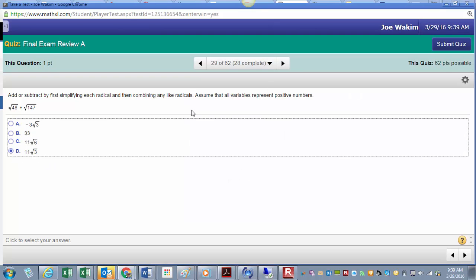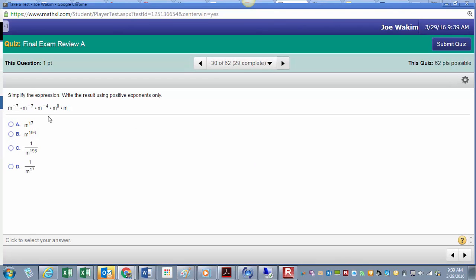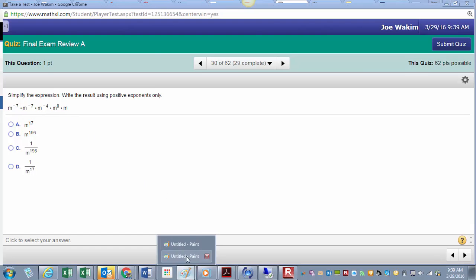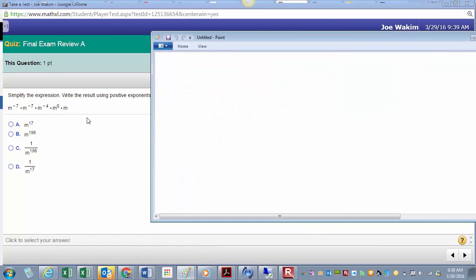30. Alright, this is a nice one. All we have to do is simplify and write the result using positive exponents. So when we multiply, we add the exponents. We don't multiply the exponents. So make sure to add the exponents. And then if it's negative, we've got to put it in the denominator. Negative 7 plus negative 7, negative 14. Plus negative 4, negative 18. Plus 0, negative 18. Here there is a 1. That's a negative 17. And the answer would be 1 over m to the 17.